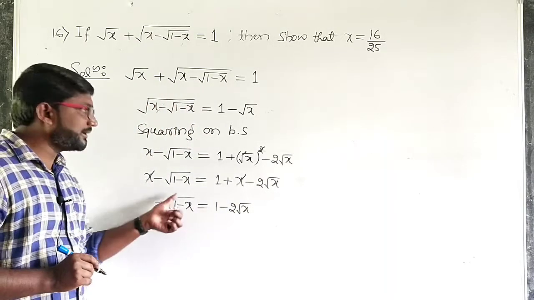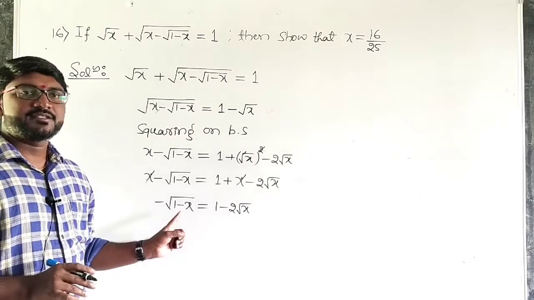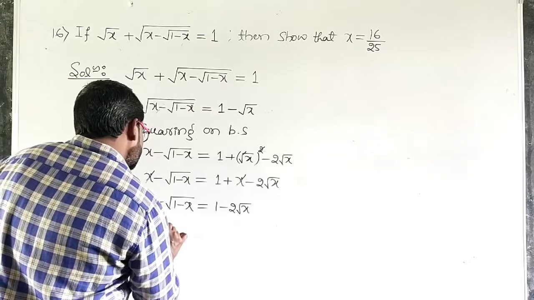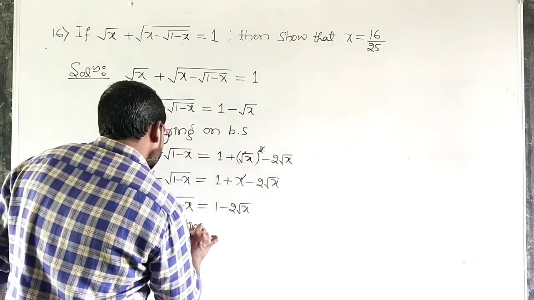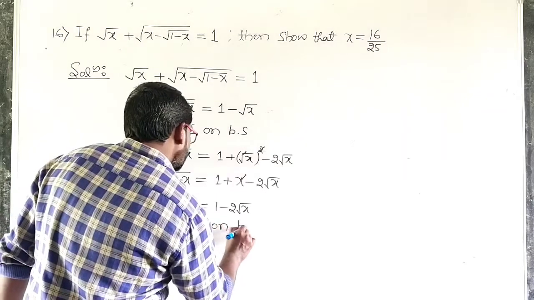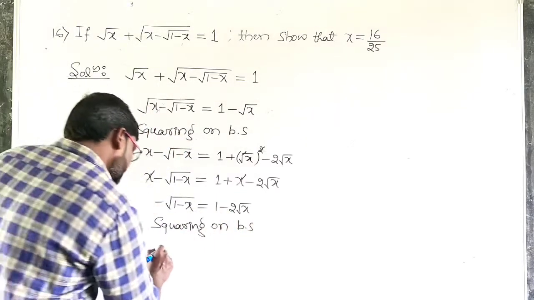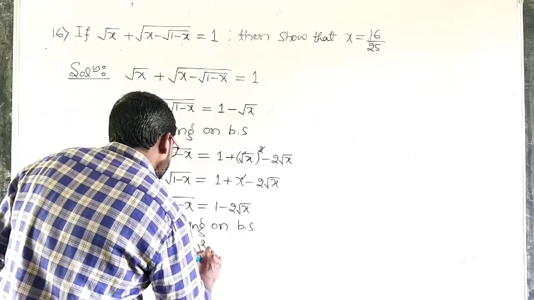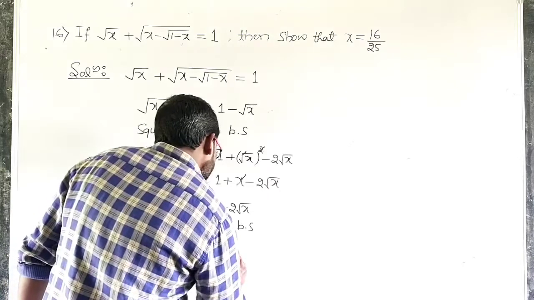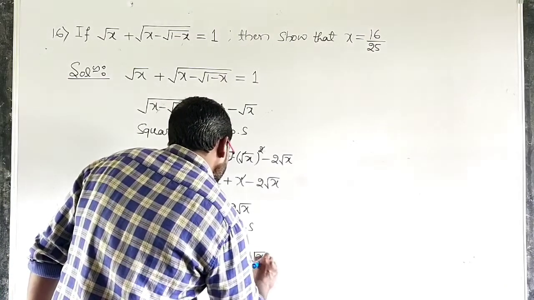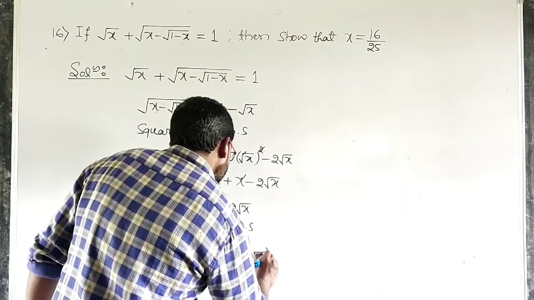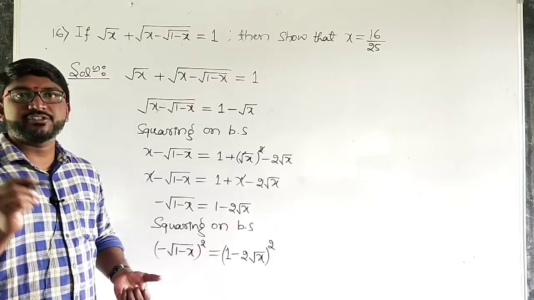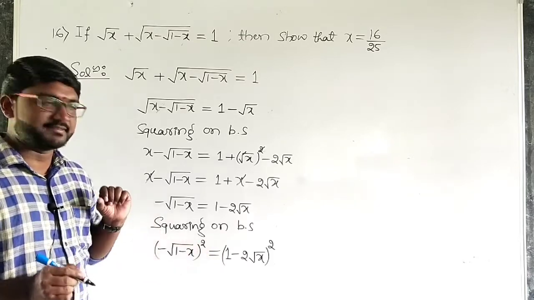So again we have this square root here. So we have to eliminate the square root. For that again we have to go for squaring on both the sides. So squaring on both the sides. So we get minus root 1 minus x the whole square, which is equal to 1 minus 2 root x, 1 minus 2 root x the whole square. So in the next step, negative the square is always positive and square and root get cancelled.